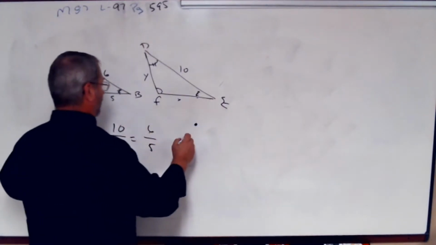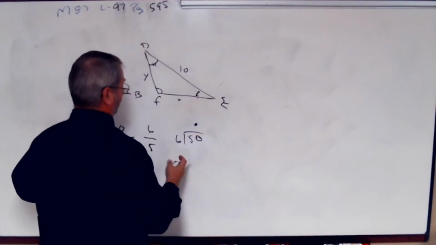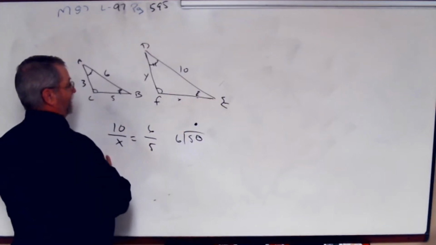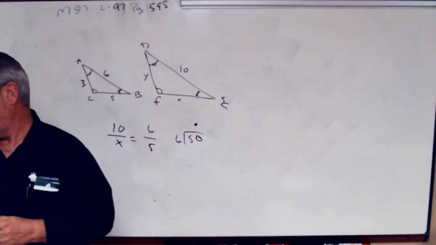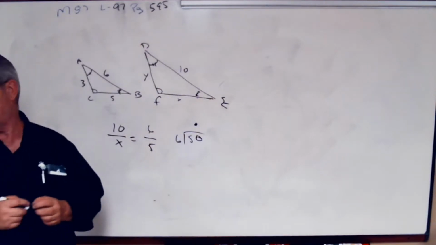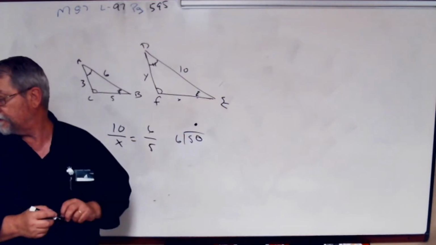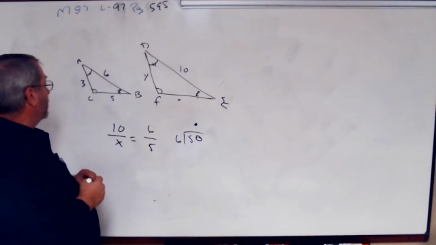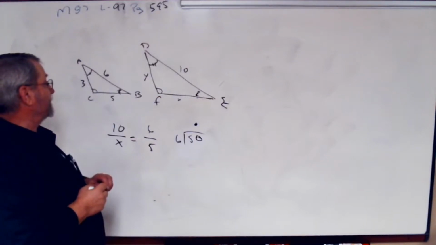10 times 5 is 50, and 50 divided by 6. Why did I use these numbers? 3, 5, 6: 3 is the small side, 10 is the hypotenuse, 6 is the hypotenuse over there.